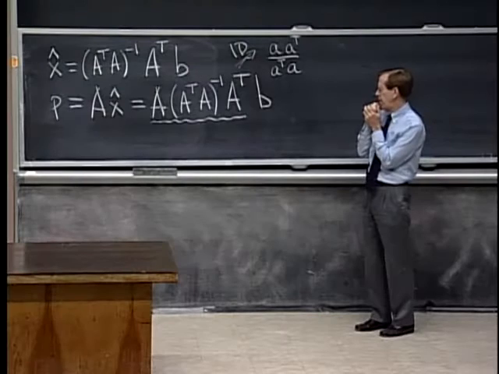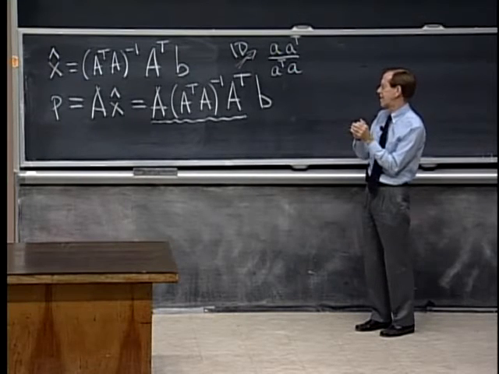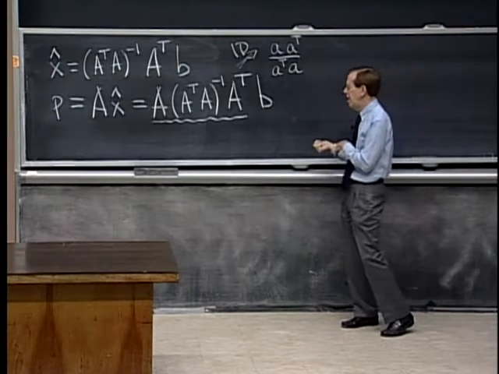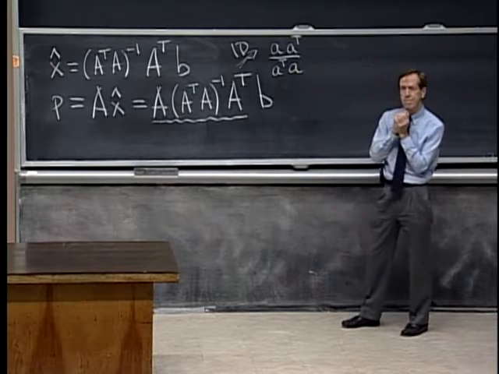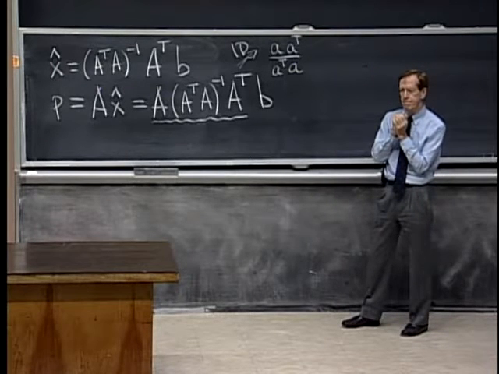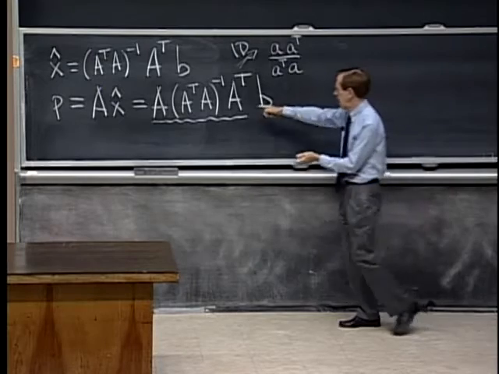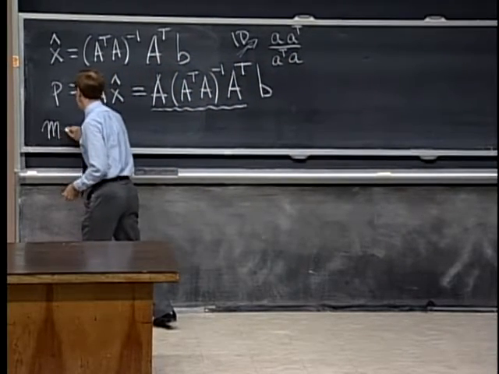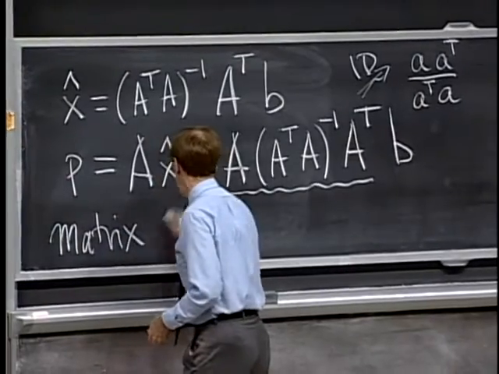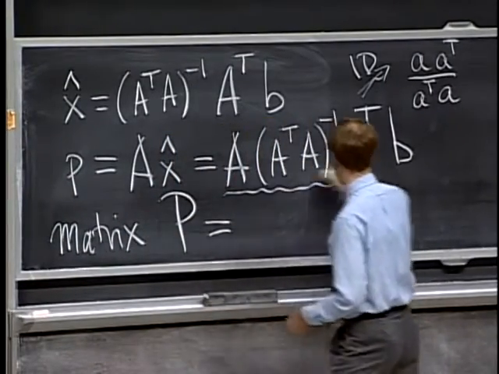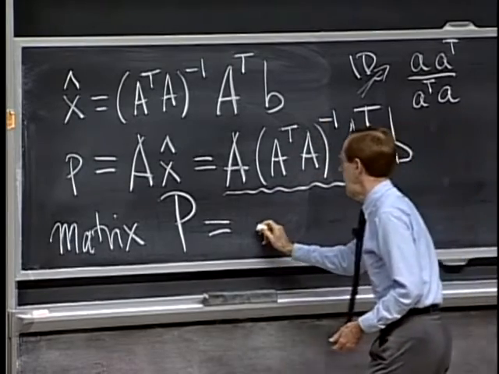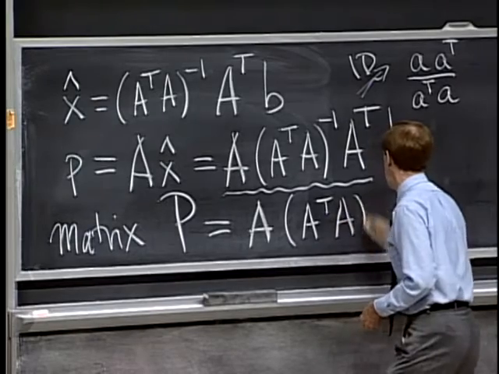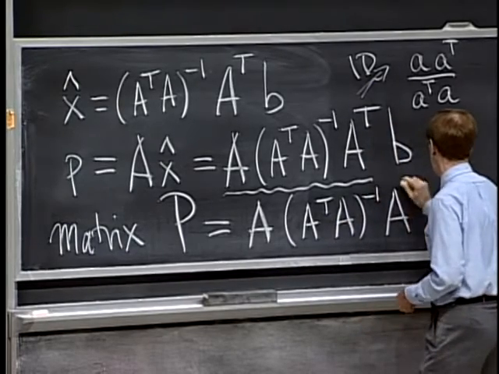And now tell me what's the projection matrix. What matrix is multiplying B to give the projection? Right there, it is. I even already underlined it by accident. The projection matrix, which I call capital P, is that thing. Shall I write it again? A times (A transpose A) inverse times A transpose.